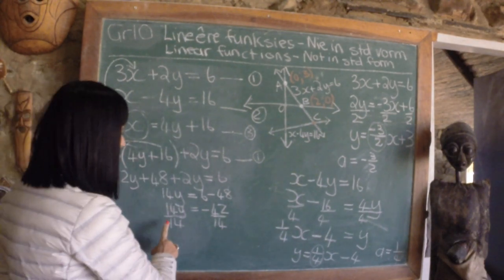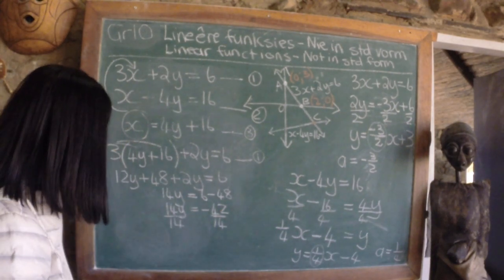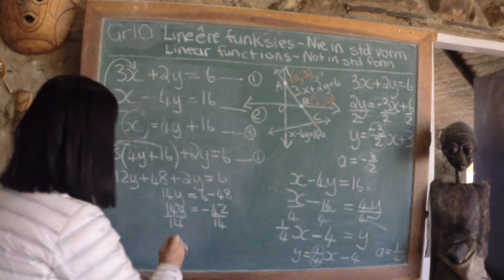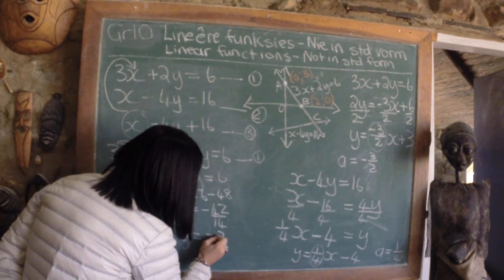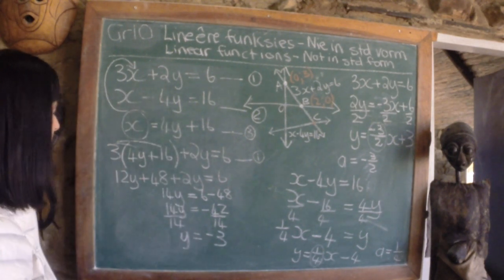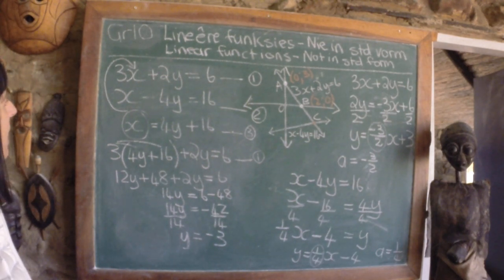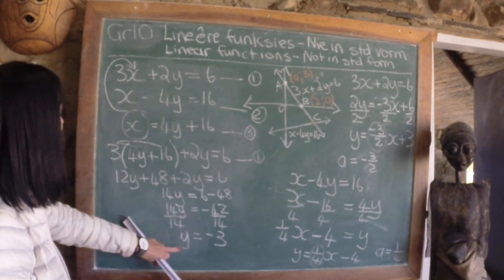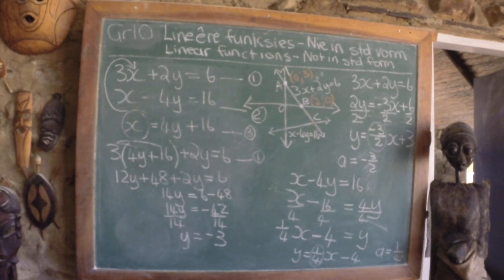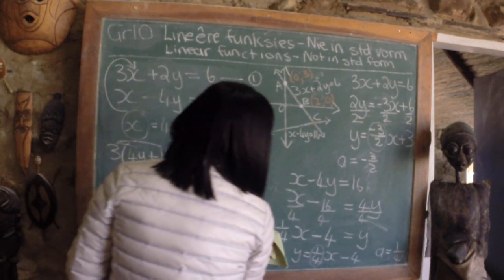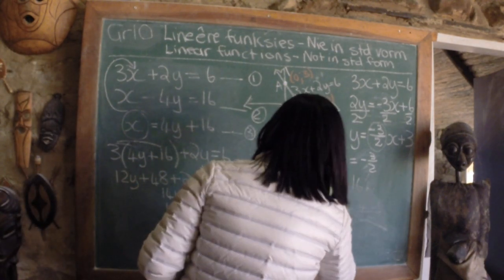So hoeveel maal gaan 14 en 42 in? 3 maal, so y equals minus 3. So nou het ons y-waarde. Nou kan ons x-waarde kry, door dood eenvoudig hierdie y in enige van daai twee vergelykings in te sit. Let's pick the easiest equation. Ons gaan nou substitusie doen.